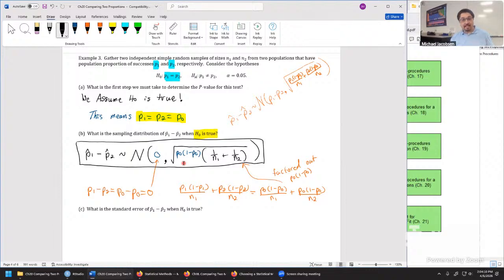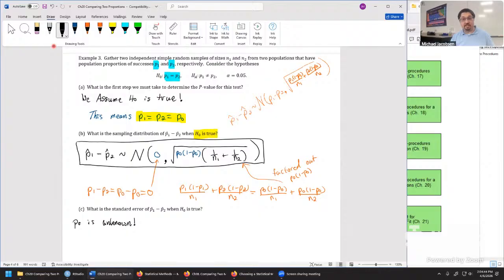Okay, our next thing to get is that standard error. But notice one thing that's still kind of a tragedy about this. We have a value 0 here, and 0 is absolutely known. It's right there on paper. But just because we assumed P1 equals P2 equals P naught doesn't mean we know what that value is. P naught is still unknown. So this is our first struggle in getting the standard error. P naught is unknown. But we've got to estimate it.